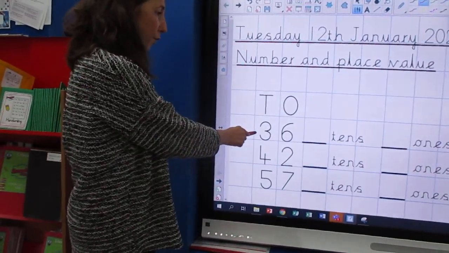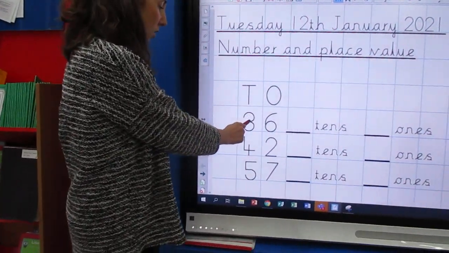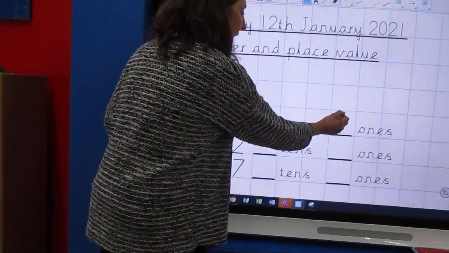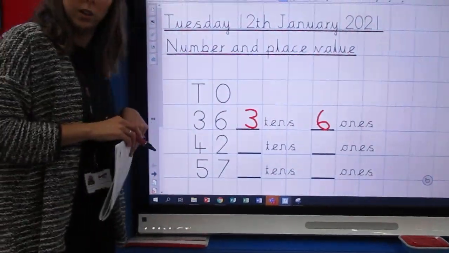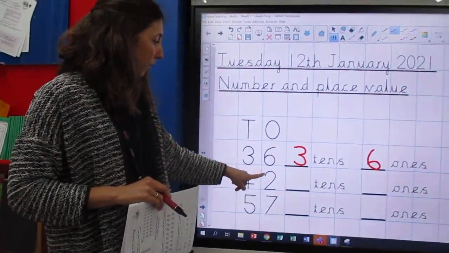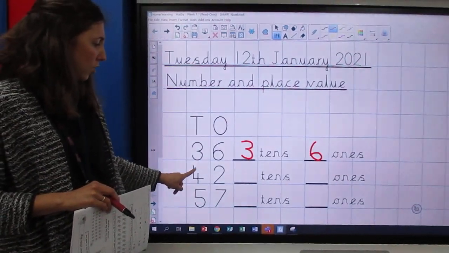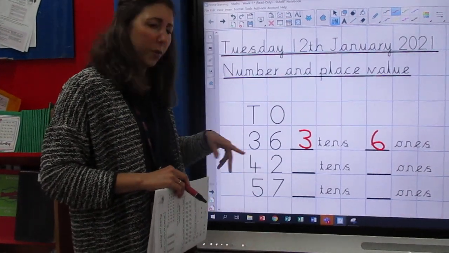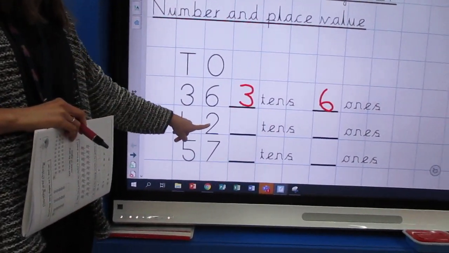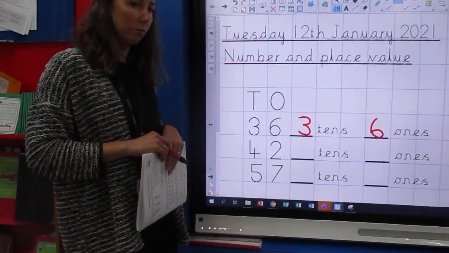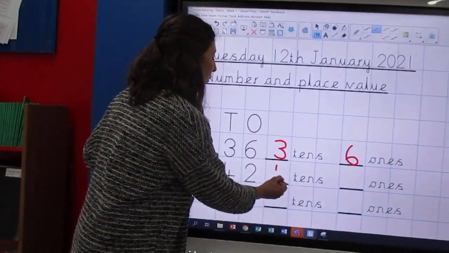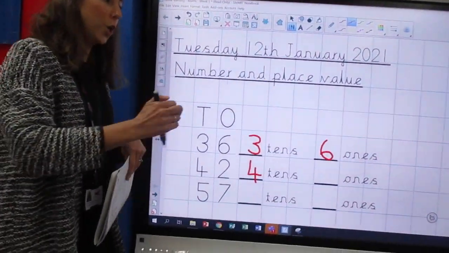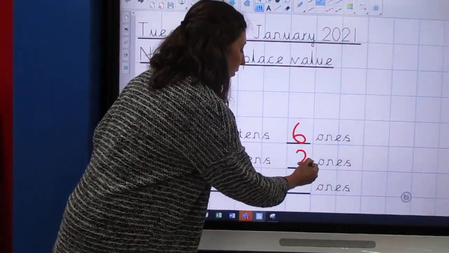So I can have a look. The first number, remember, is always the tens. So in my number 36, 36 has 3 tens and it has 6 ones. Okay, so the next number, my next number is 42. Remember, our tens are first and our ones are second. Tell your grown-up at home, how many tens have we got in the number 42? How many tens are in 42? Hopefully you said there were 4 tens. That's my tens digit. So there are going to be 2 ones.